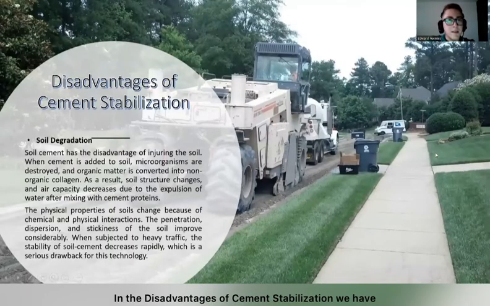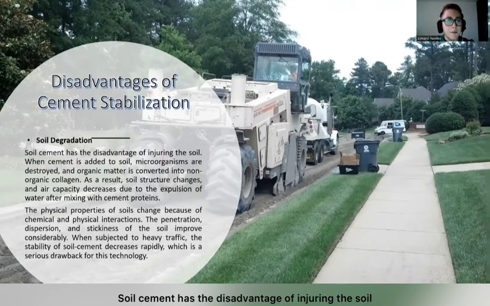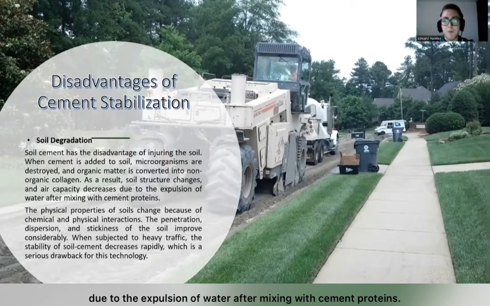In the disadvantages of cement stabilization, we have soil degradation. Soil cement has the disadvantage of injuring the soil. When cement is added to soil, microorganisms are destroyed and organic matter is converted into non-organic material. As a result, soil structure changes and air capacity decreases due to the expulsion of water after mixing with the cement proteins.